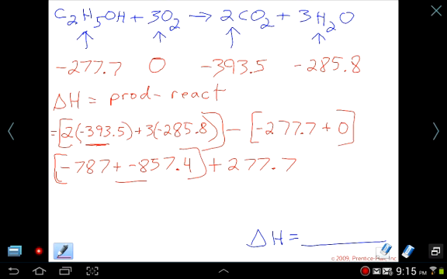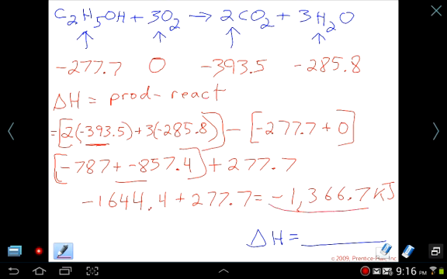Let's go ahead and combine these two values, negative 787 and negative 857.4. I believe this gives us negative 1644.4. And since we essentially had to add 2 negatives, we have a big negative number. Now we'll add to that 277.7 for a total value of negative 1366.7 kilojoules, which is quite a bit, but this makes sense because we're burning ethanol fuel. Ethanol is actually added to car engines, so it should have quite a bit of heat being released. And this essentially is our delta H.